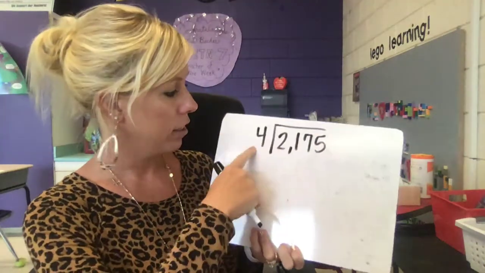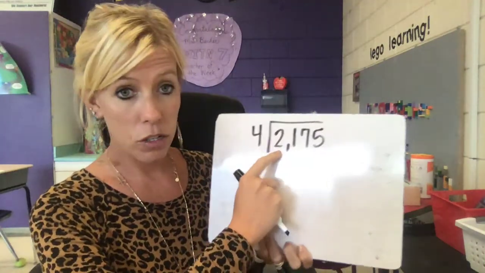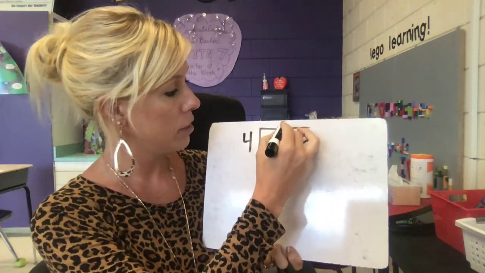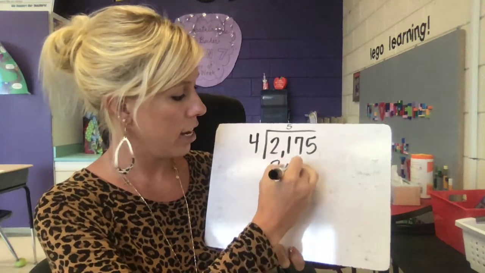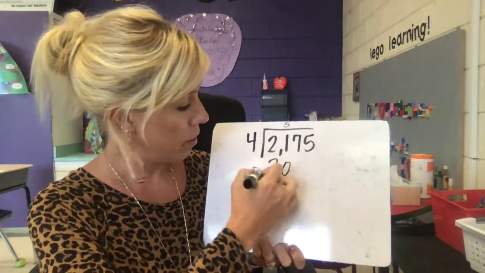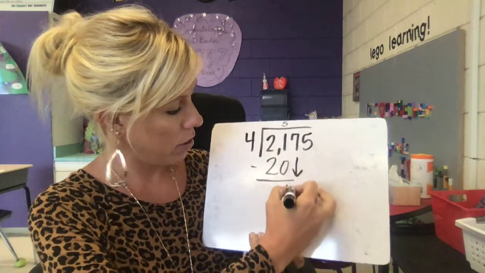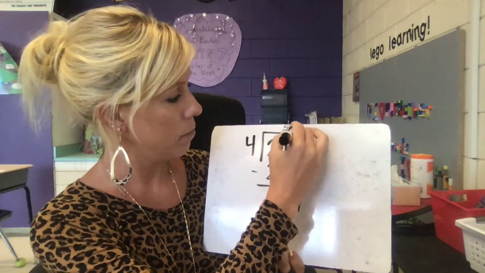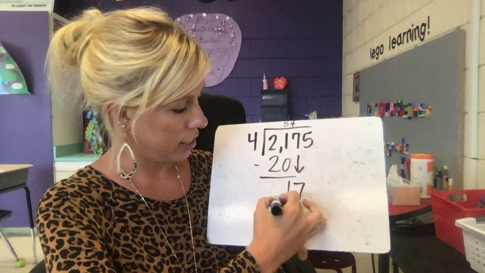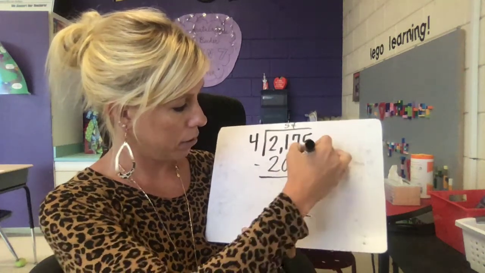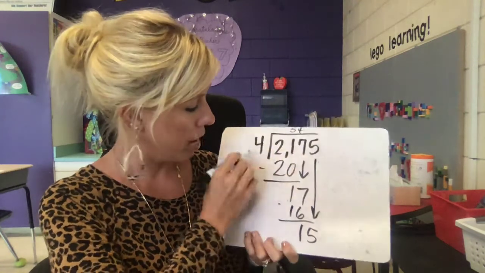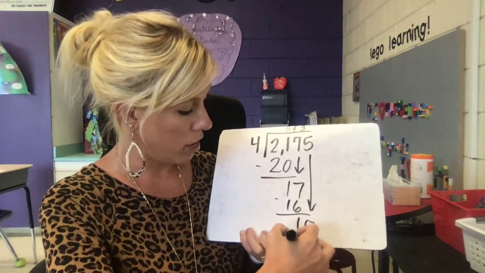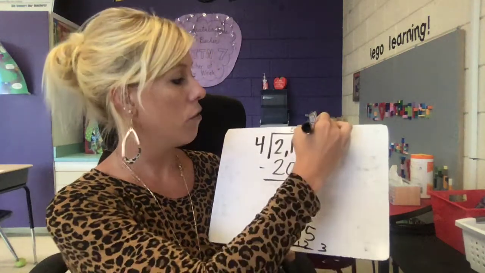All right. Again, 4 is larger than 2, but 4 can go into 21 5 times, because I know 5 times 4 is 20. I didn't leave myself very much room up there. Bring it on down and bring it on back. 4 will go into 17 4 times, because 4 times 4 is 16. Subtract, bring it on down and bring it on back. 4 goes into 15 3 times, because that's 12, and I'll have 3 left over.